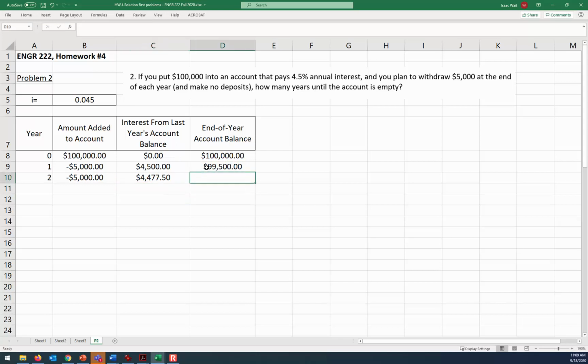And then the end of year is how much did we have last year plus the amount that was added, which is actually a withdrawal. That's why it's negative, and the interest amount. So things are getting worse and worse. Our account balance is dwindling, and the question is how many years until we empty it out.